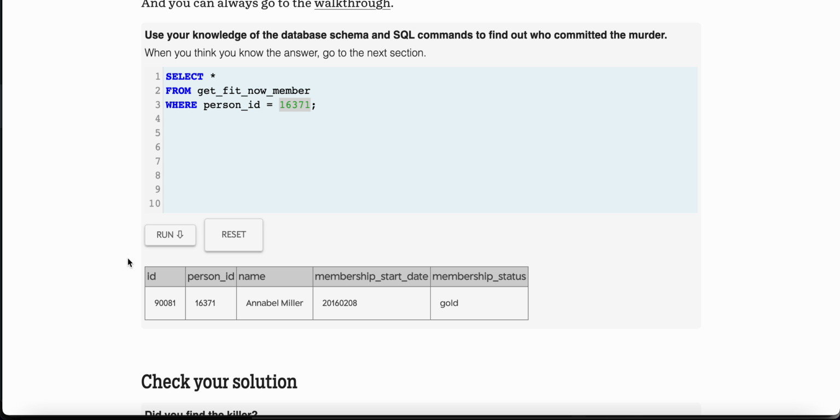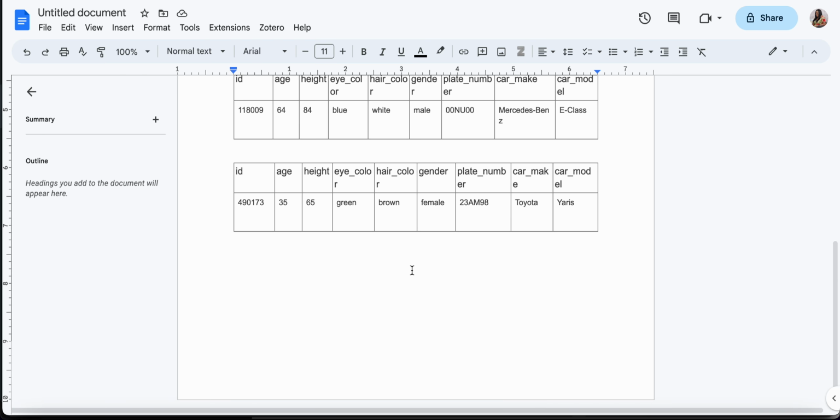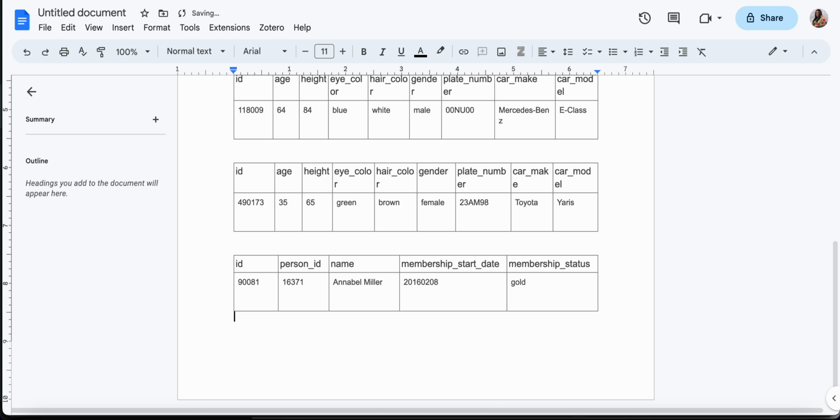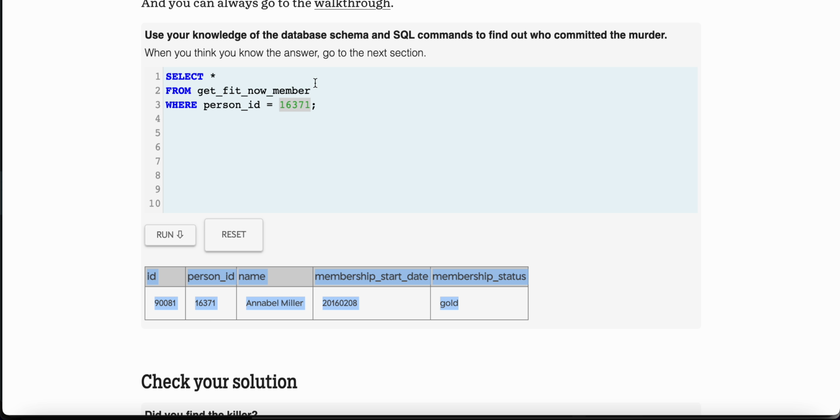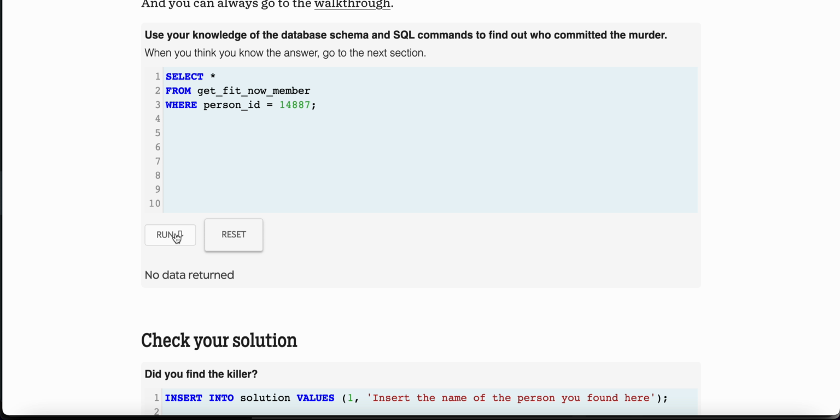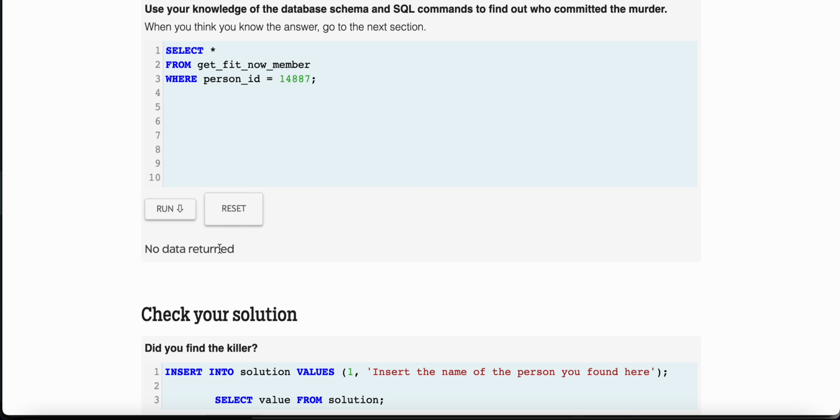But before that, let's copy this information out before we try it for Morty to see if Morty had a get fit member. Did Morty have a get fit member? We do not know until we check. But I think I've tried this before, and I know he did not have a get fit member. So because he does not have a get fit membership, we have to check more on Annabelle, who had a get fit membership.